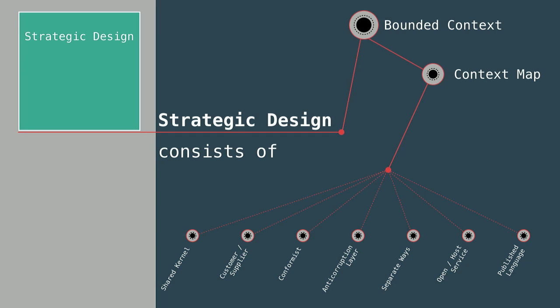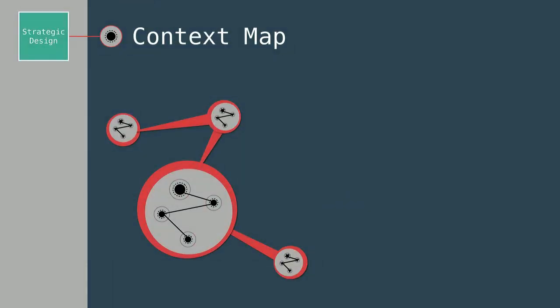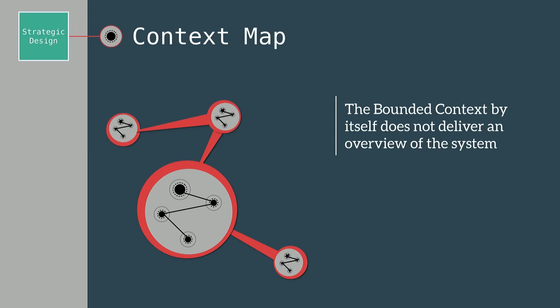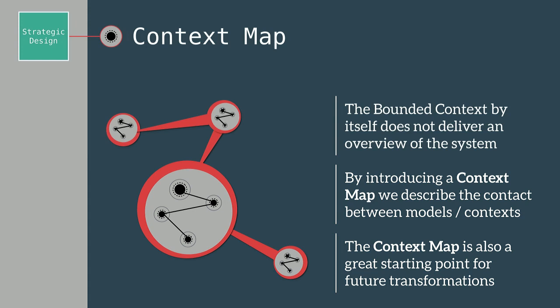we get to the next part, which is the context map. The context map is basically a view on the interaction between bounded contexts, because bounded contexts by themselves don't deliver a decent overview of the system, because you don't know who is interacting with whom and how do they interact and whatnot. By introducing the context map, we describe the context between models and contexts. And it is a very good starting point for future transformations.